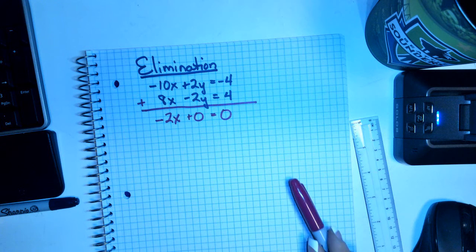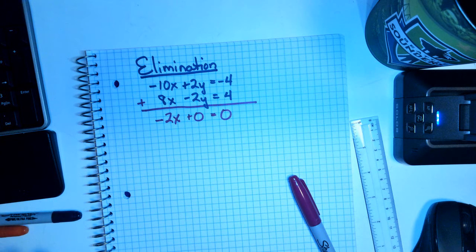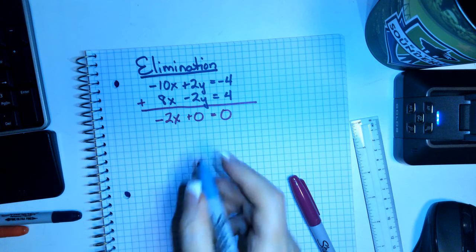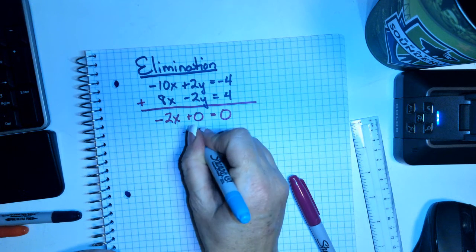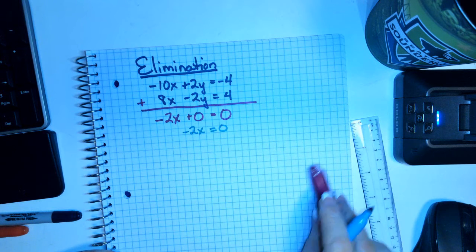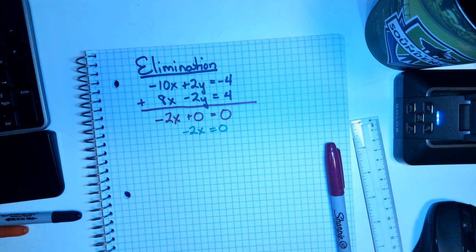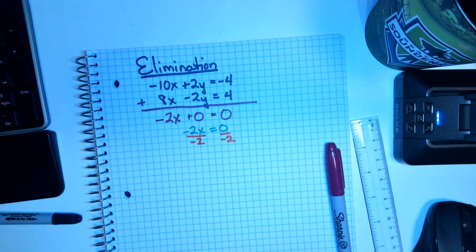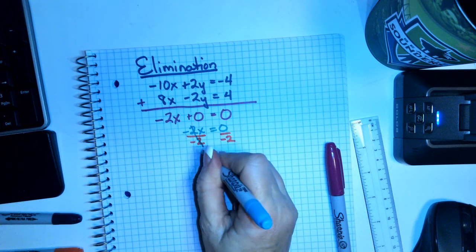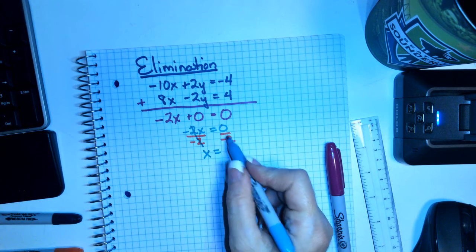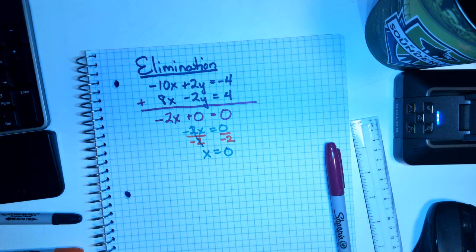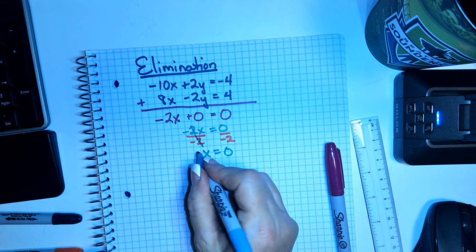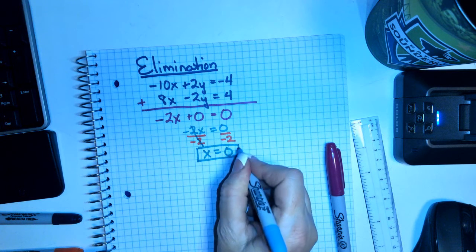Now don't panic. I know sometimes zeros can be a little scary, but I'm just going to simplify this. This is going to be negative 2x equals 0. I want to get x all by itself. So that means I'm going to divide both sides by negative 2. So here I have x, and 0 divided by negative 2 is 0. So my x value is 0.